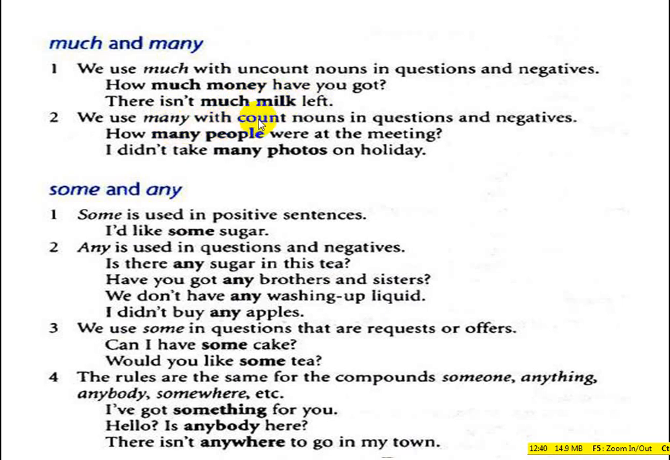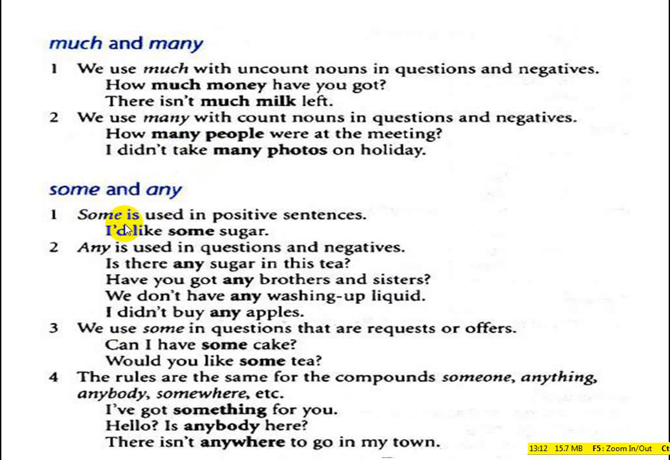We use many with countable nouns in questions and negatives. So many is used like much with questions and negatives, but it is used with countable nouns. How many people were at the meeting? Here people is a countable noun. I didn't take many photos on holiday. So photos here is a countable noun, and here we used many in a question, and here in a negative sentence.